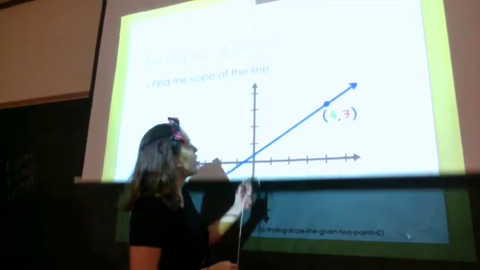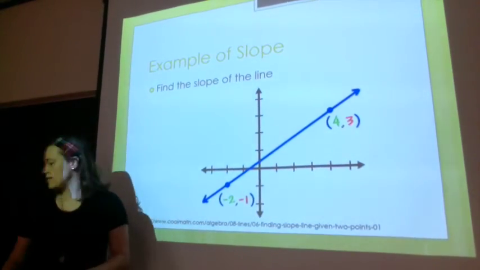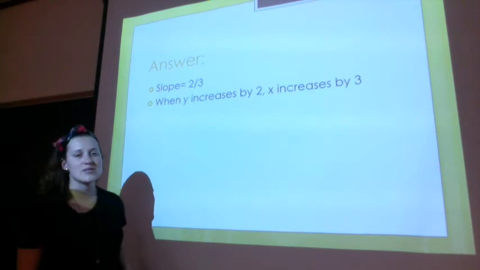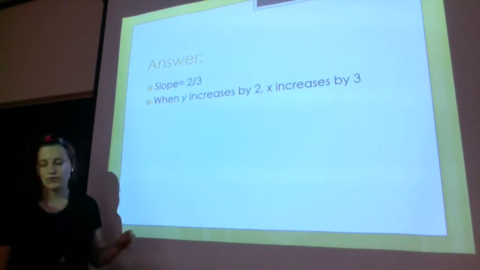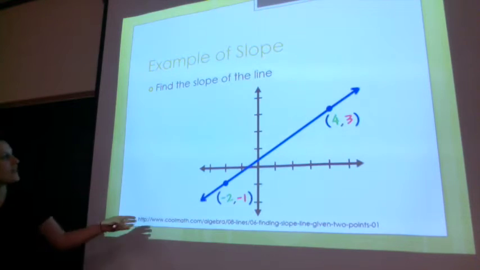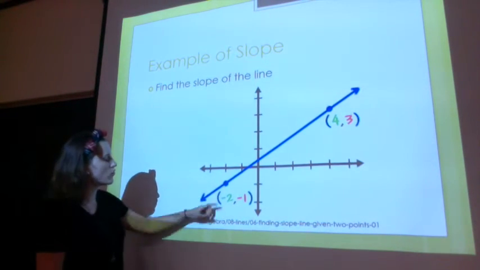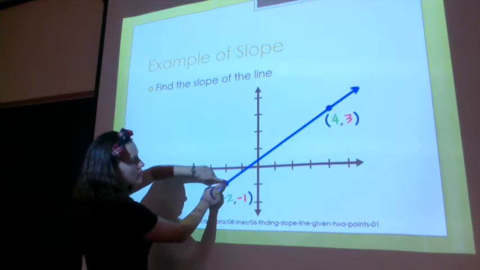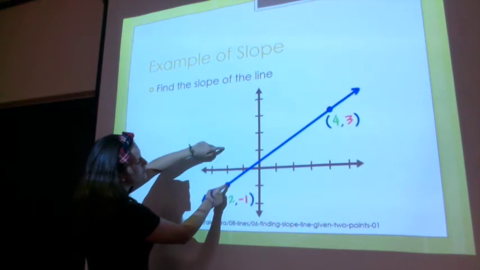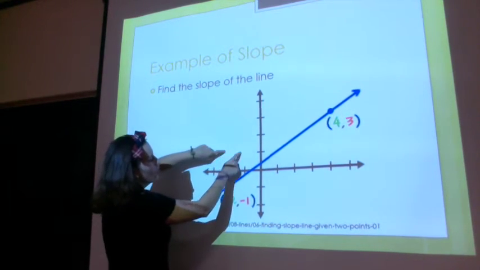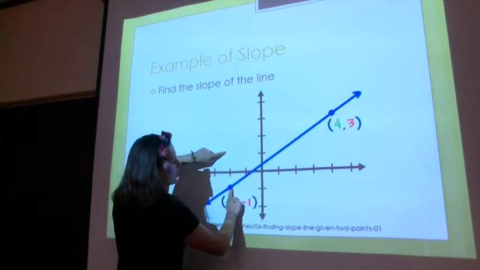So our slope is 2/3. This means that when y increases by 2, x increases by 3. Looking at this graph again, we can see that if we take the point (-2, -1), and we increase by rising 1, 2, and we increase by running 1, 2, 3, we remain on this line.